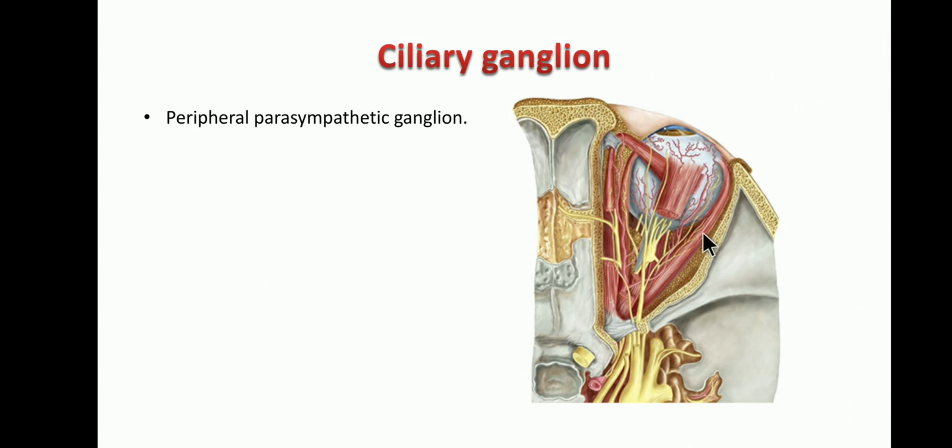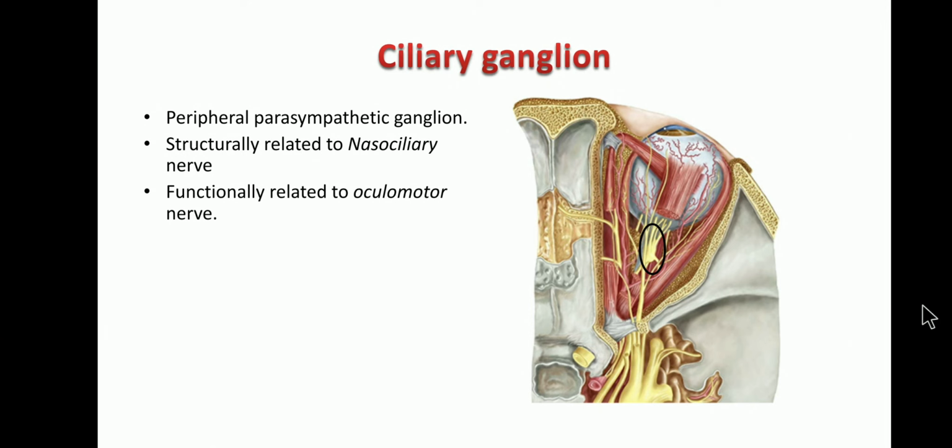Because the fibers are mainly from the oculomotor nerve functionally, but structurally you can see it is related to the nasociliary nerve. So structurally it is related to the nasociliary branch of the ophthalmic nerve, but functionally the fibers are actually derived from the oculomotor nerve. So that is your ciliary ganglion with its branches and the roots.